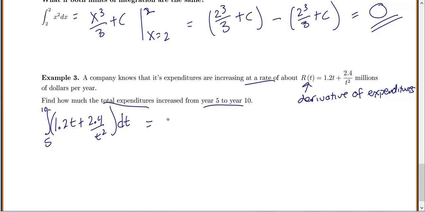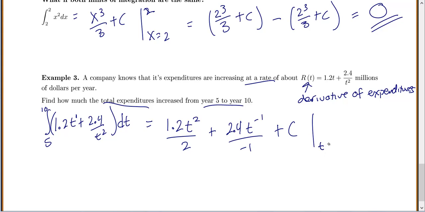So this is going to be 1.2 t. Now this is like t to the power of 1, so we'll do t squared over 2. Plus, now this is like 2.4 times t to the negative 2. Let's keep the 2.4 there first. Now we had t to the negative 2, so if you add 1 to negative 2, you'll be at negative 1, divide by your negative 1, plus c, and we need to evaluate from t equals 5 to 10.